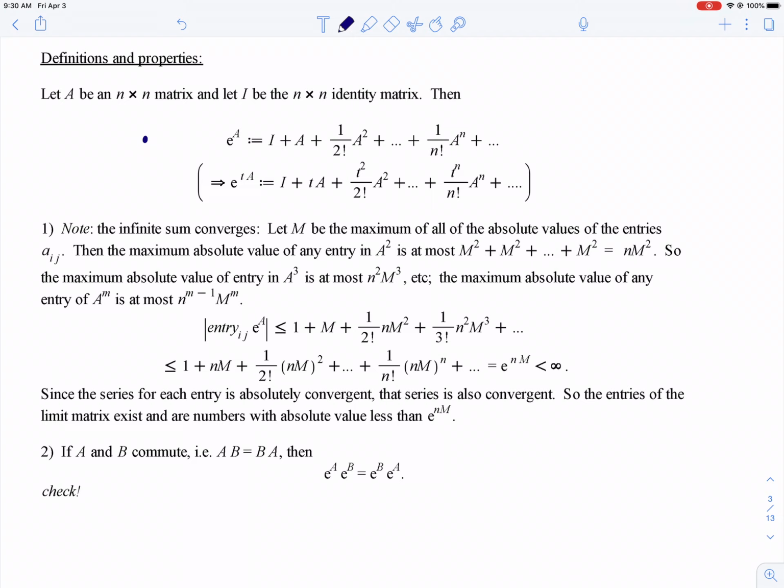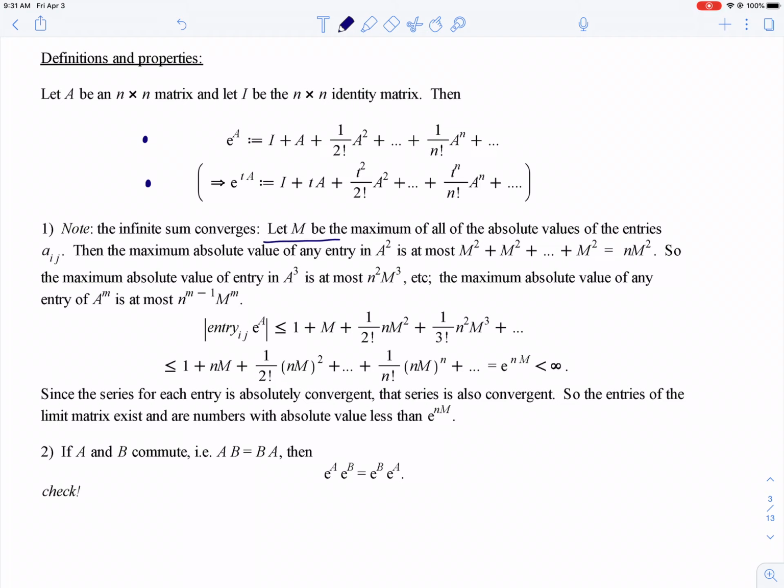And we can either use it for e to a constant matrix, or for a matrix-valued function, e to the tA. So this is an infinite series. We're not going to worry too much about convergence in this course, but we should at least check that this first series converges. So let's think about why that's true.